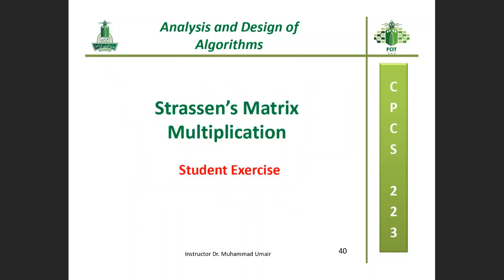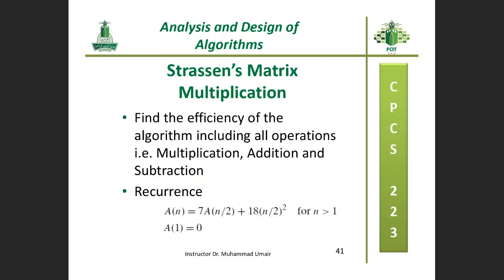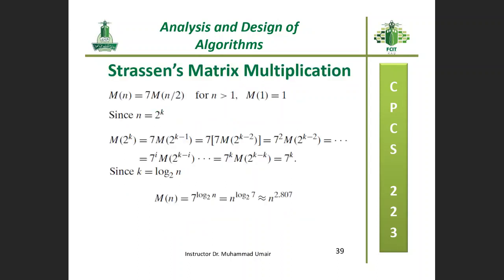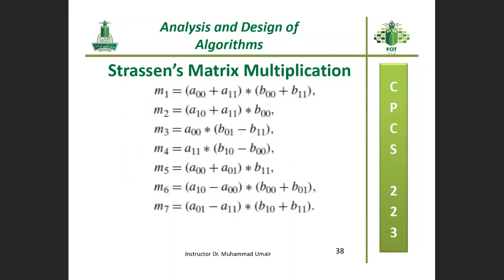Similarly, one exercise is given related to Strassen matrix multiplication to calculate the efficiency of the algorithm on the basis of all operations. So if you see the formula, the total number of operations other than the multiplications is 18. Okay.